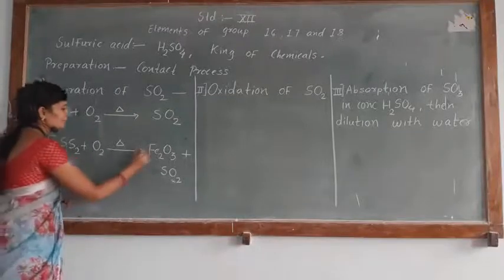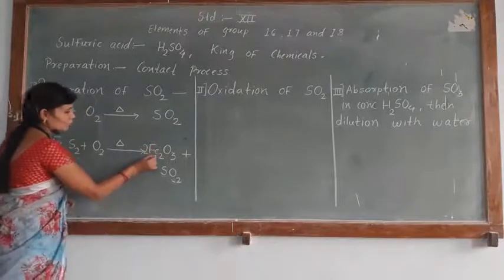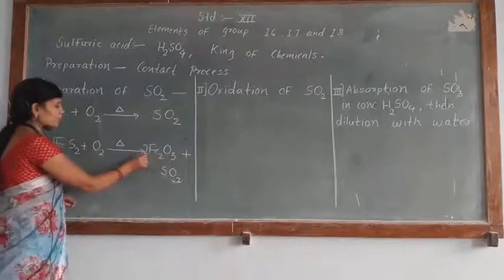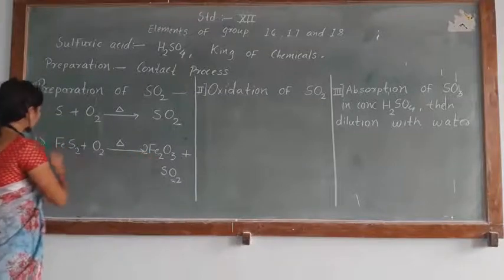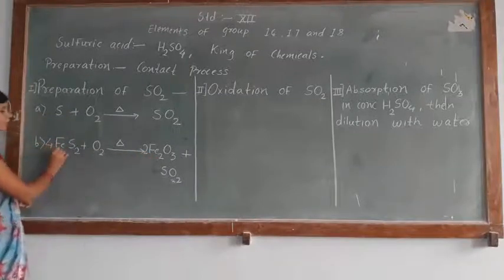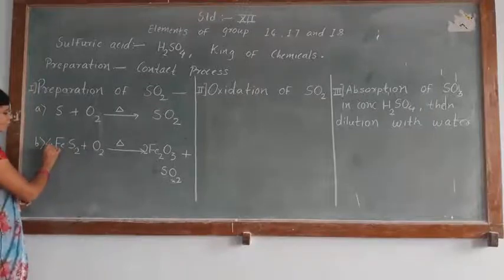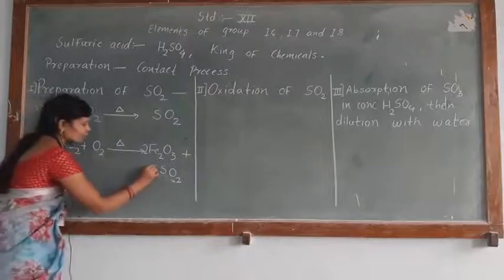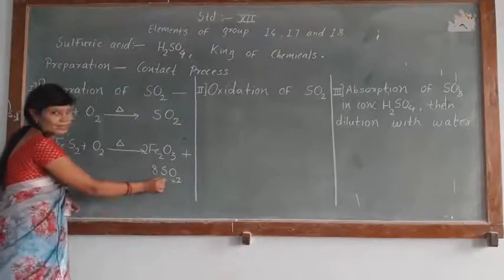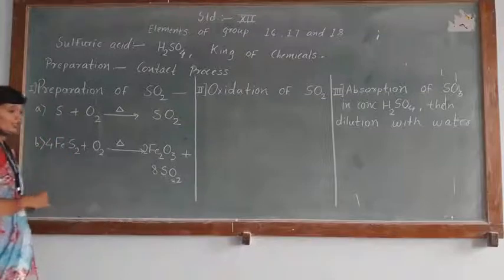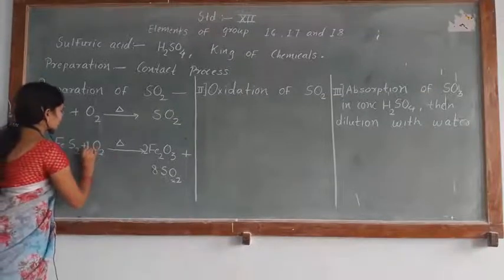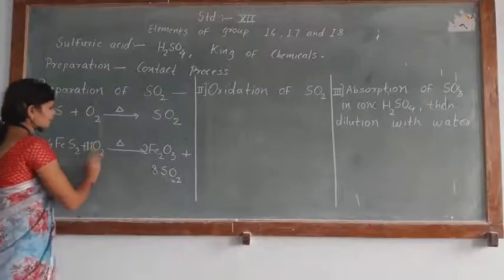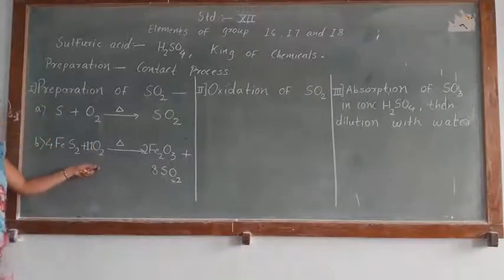To balance the iron atoms, take here the coefficient of ferric oxide as 2. So total iron atoms become 2 into 2, 4. To balance, take here the coefficient of iron pyrite as 4. So sulfur atoms now become 4 into 2, 8. To balance sulfur atoms, take here the coefficient of sulfur dioxide as 8, and finally to balance the total oxygen atoms, take here the coefficient of oxygen as 11. Then this reaction will get balanced.